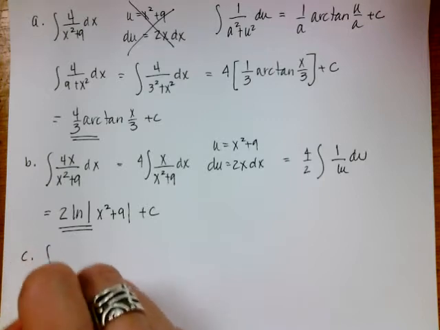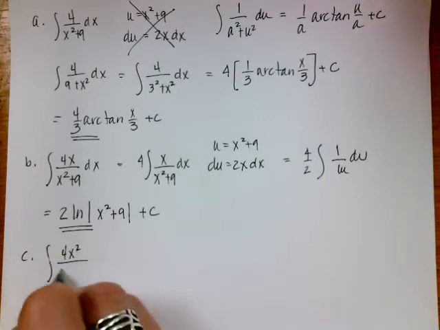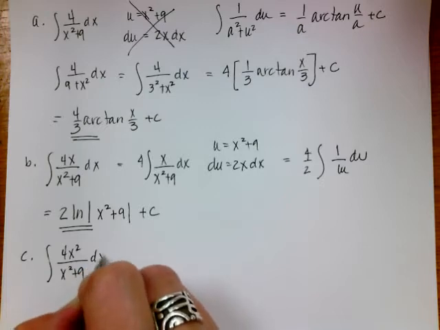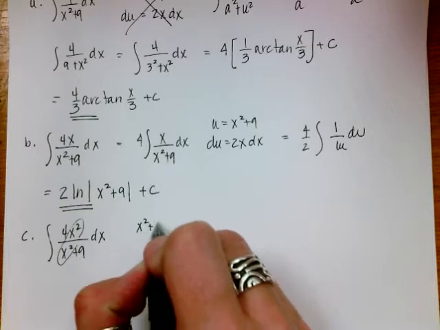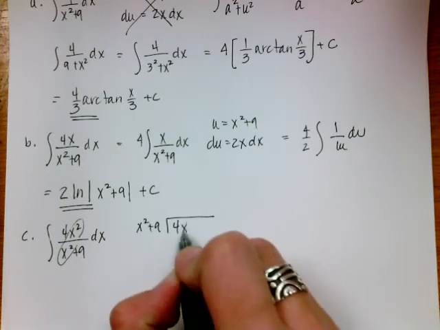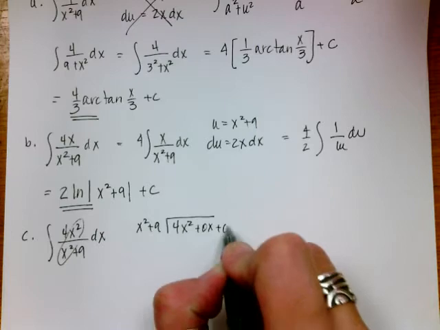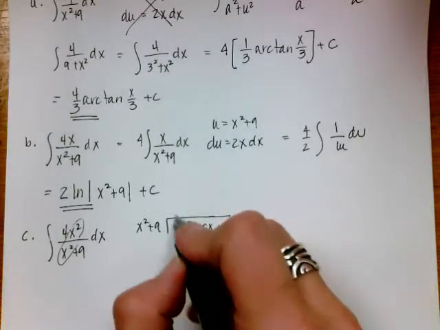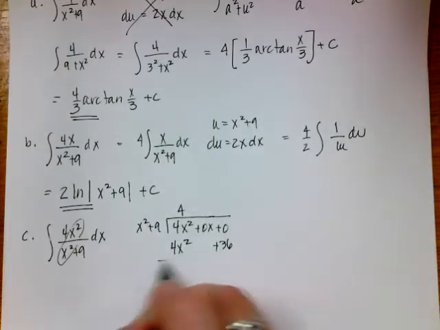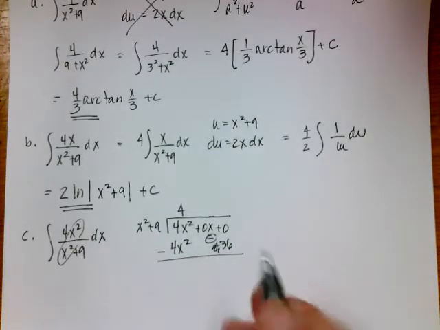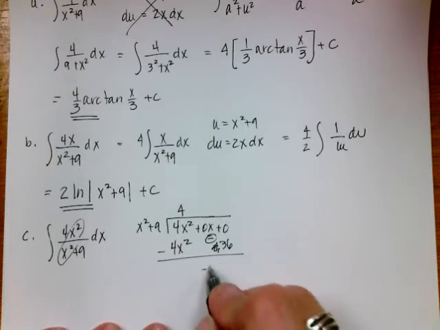C. So this integral is still yet again a bit different, over x squared plus 9 dx. And in this one, what I want you to notice is that the degree is the same, top to bottom. So I'm going to start by doing some long division. I'm going to divide x squared plus 9 into my 4x squared, and then technically 0x and 0. So 4x squared divided by x squared is 4, multiply through, plus 36, change the signs, and so I get a negative 36, which remember is my remainder.